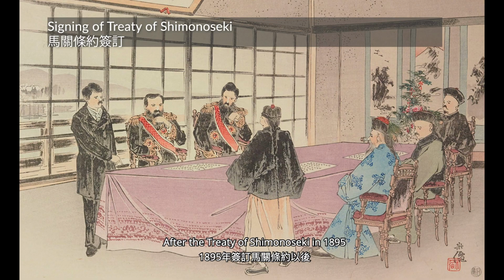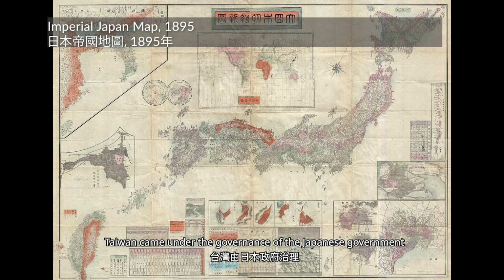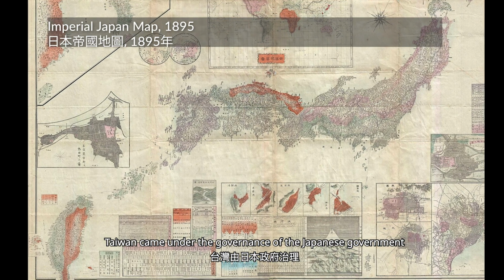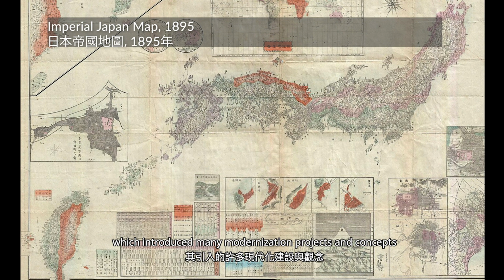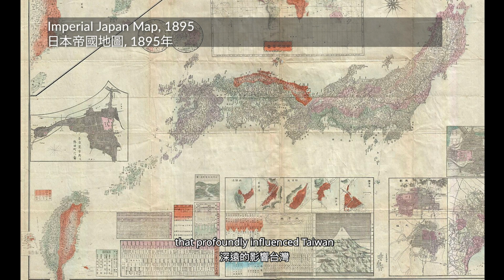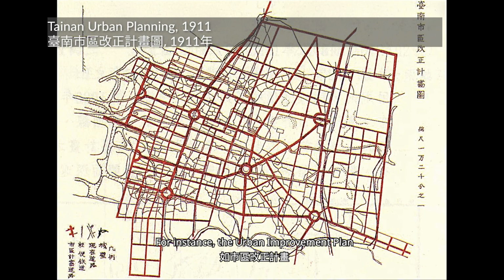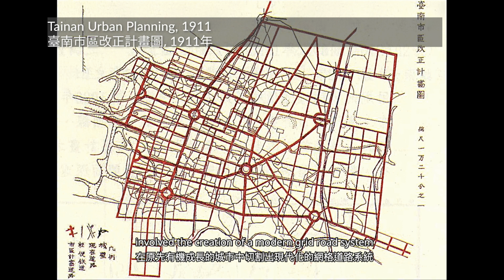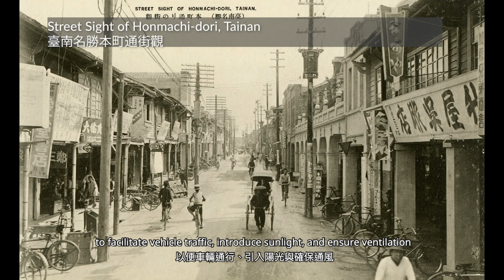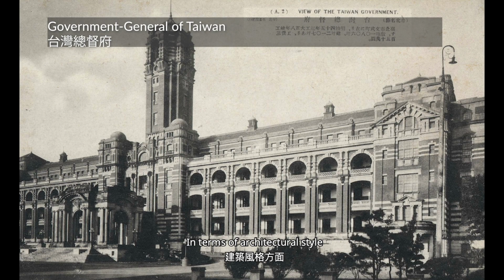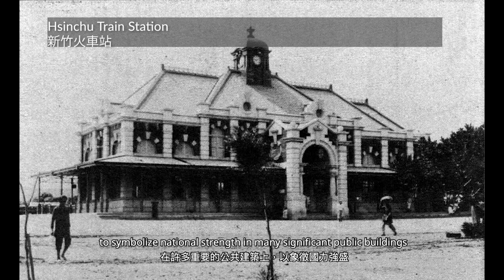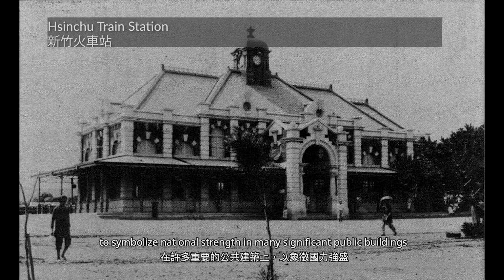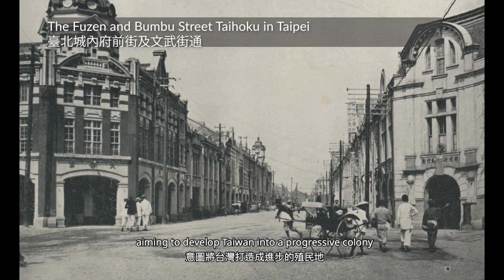After the Treaty of Shimonoseki in 1895, Taiwan came under the governance of the Japanese government, which introduced many modernization projects and concepts that profoundly influenced Taiwan. For instance, the urban improvement plan involved the creation of a modern grid road system in previously organically developed cities to facilitate vehicle traffic, introduce sunlight, and ensure ventilation. In terms of architectural style, the Japanese government adopted Western historical styles to symbolize national strength in many significant public buildings, aiming to develop Taiwan into a progressive colony.